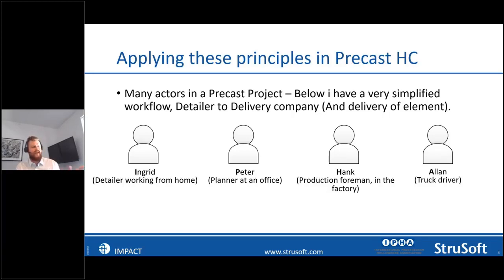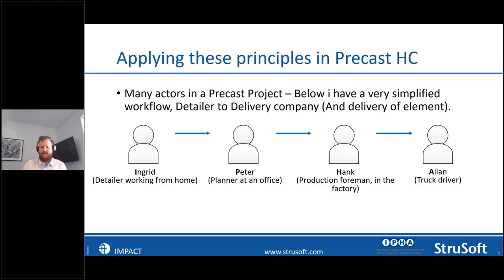So in this case, we have Ingrid, Peter, Hank, and Allan. And for those of you who still have coffee in your cups, you might notice that the first letters of these people's names are I, P, H, and A. So just for the honor of IPHA, I've given these people these names today. Ingrid is a detailer. She's working from home in this case. Peter is a planner. He is at the office. Hank is a production foreman, and he is in the factory, which might not be located in the same place as the office. Definitely, you have to walk in between at least. And then Allan, who is an actual truck driver. So not even an erection company, but the truck driver himself.